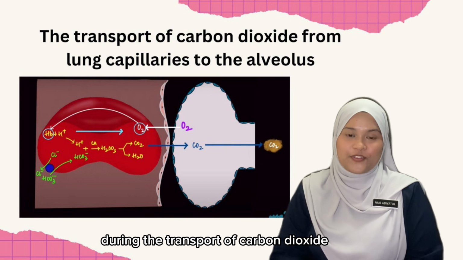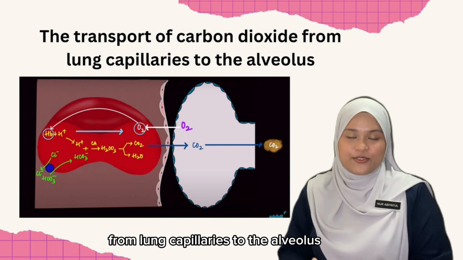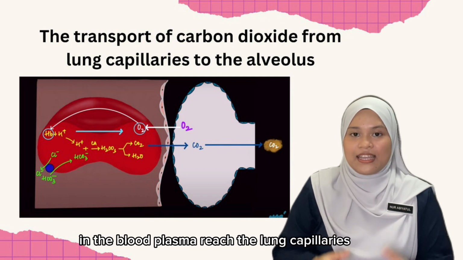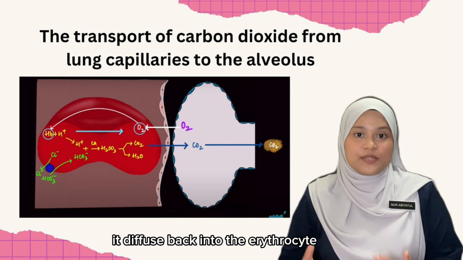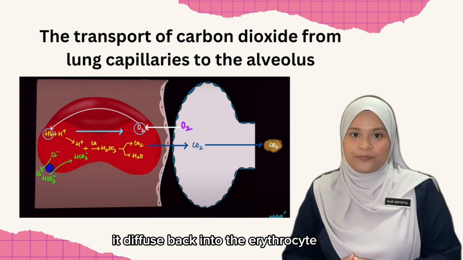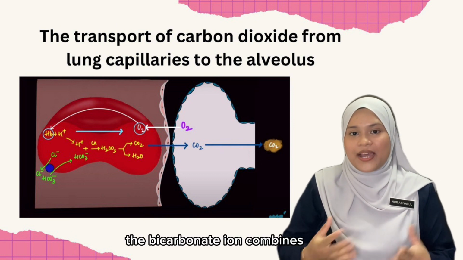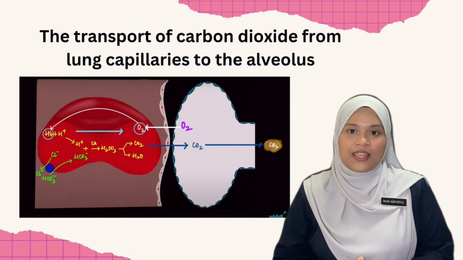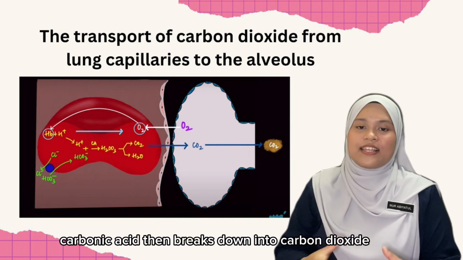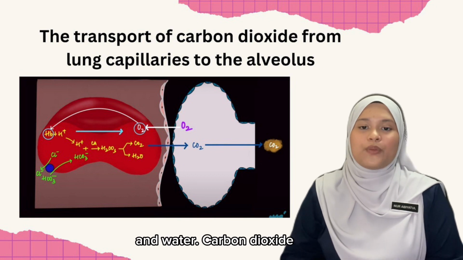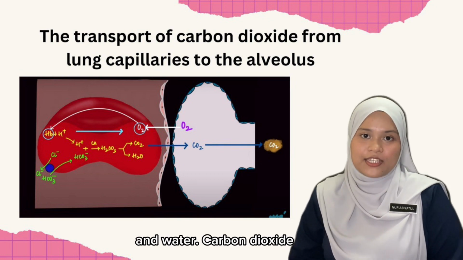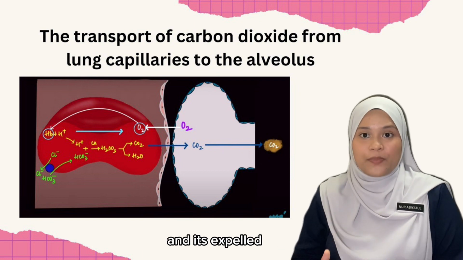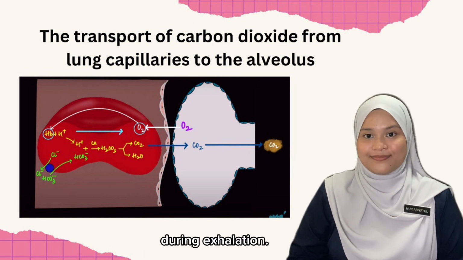During the transport of carbon dioxide from lung capillaries to the alveolus, when the bicarbonate ion in the blood plasma reaches the lung capillaries, it diffuses back into the erythrocyte. The bicarbonate ion combines again with a hydrogen ion to form carbonic acid. Carbonic acid then breaks down into carbon dioxide and water. Carbon dioxide diffuses through the lung capillaries into the alveolus and is expelled during exhalation.